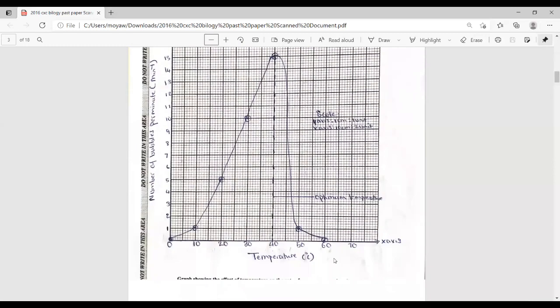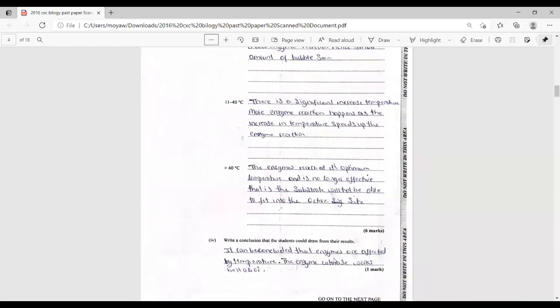because it's going down. So what we can say is the enzyme reached its optimum temperature and is no longer effective, that is, the substrate will not be able to fit into the active site. So once the enzyme has reached that optimum temperature, it will no longer work. So the enzyme has reached that temperature, so it's no longer working properly or effectively. Hence, there is a decrease in the number of bubbles being produced.